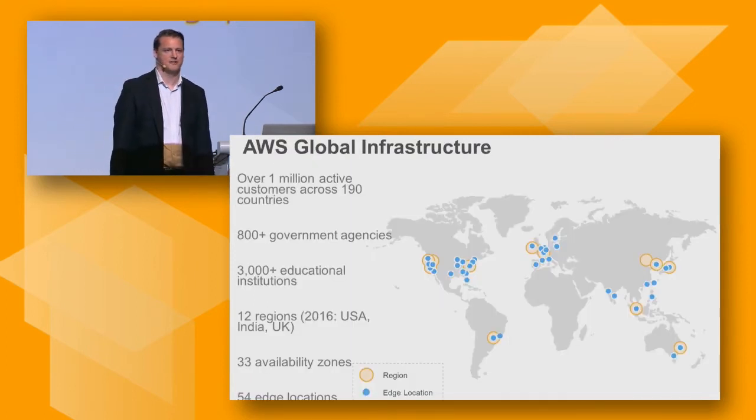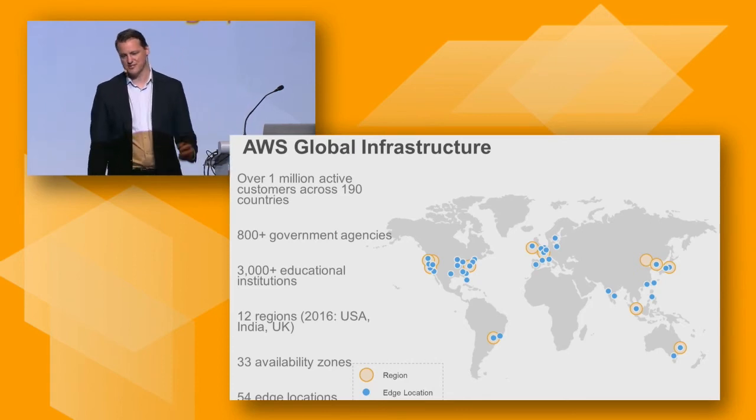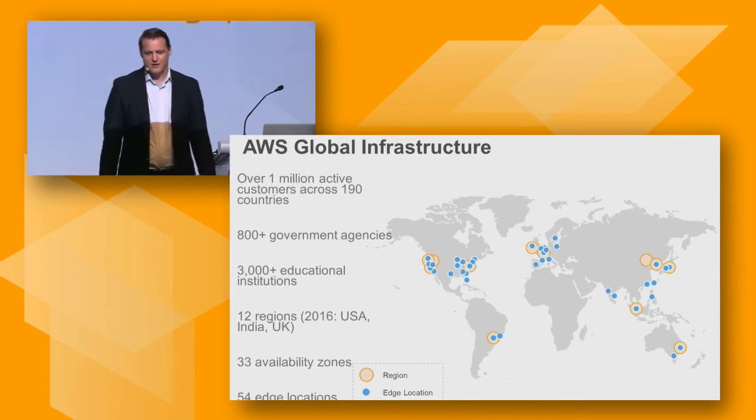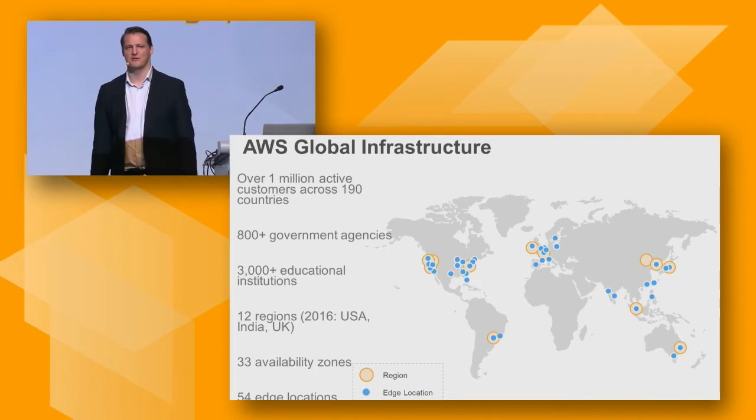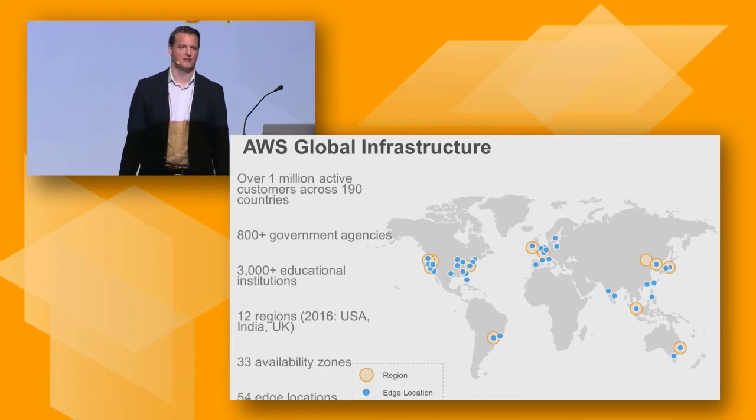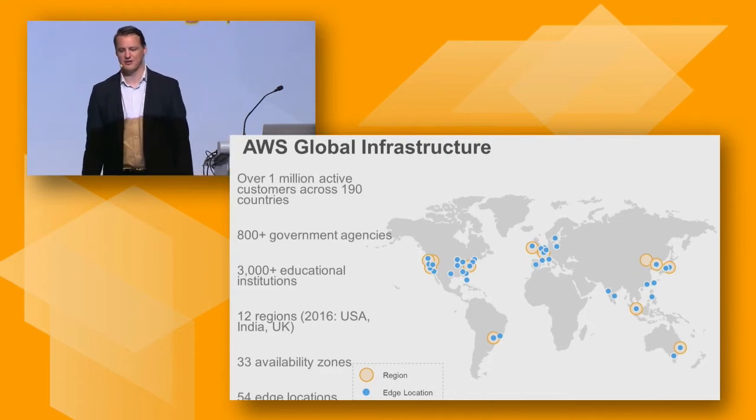AWS Global Infrastructure. This is also a very common slide that you'll see. We have 12 regions that are currently live. We've also pre-announced some other ones, and we have 33 availability zones. Every single region has at least 2 public-facing availability zones. That means that you get 2 data centers to run your workloads into for things like resiliency and failover.